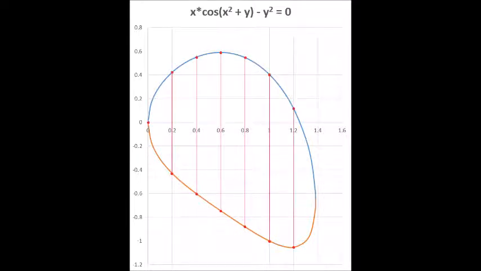Again, we take cross-sectional slices, x equals 0, then x equals 0.2, 0.4, 0.6, all the way up to 1.2. Each pair of roots is connected by a vertical red line. This does pretty well until the rightmost portion of the graph. There is a rather large gap between data points over there. How can that be resolved?